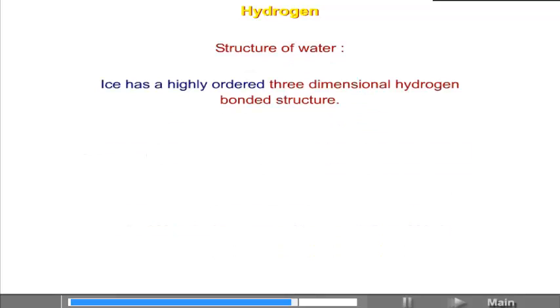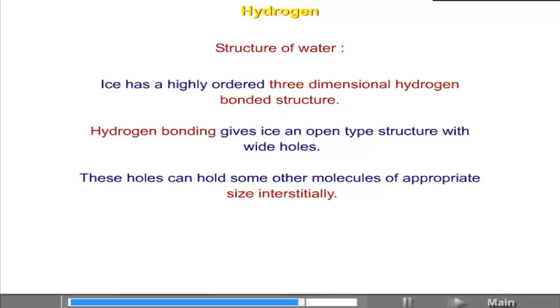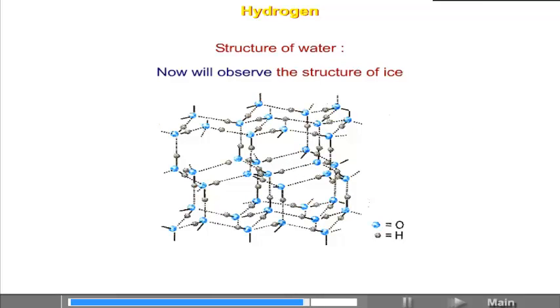Ice has a highly ordered three-dimensional hydrogen bonded structure. Hydrogen bonding gives ice an open type structure with wide holes. These holes can hold some other molecules of appropriate size interstitially. Now we'll observe the structure of ice.